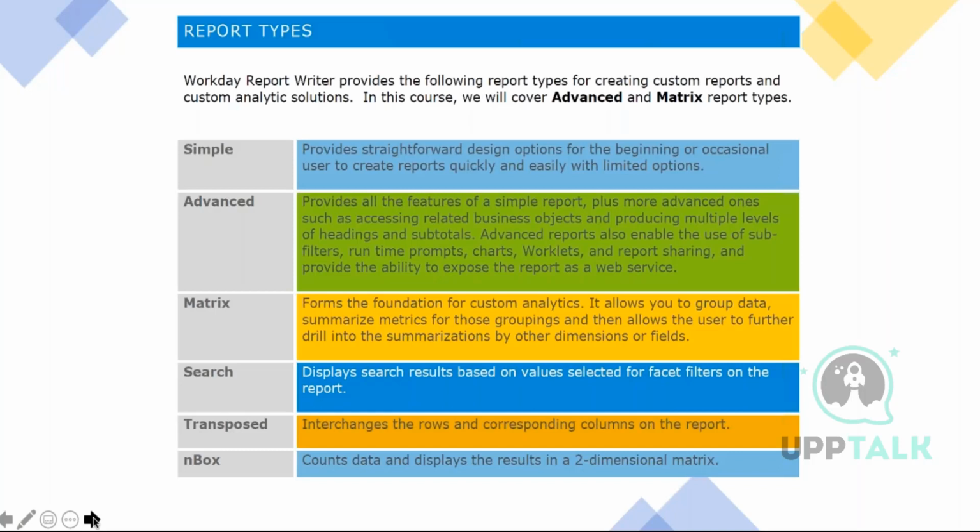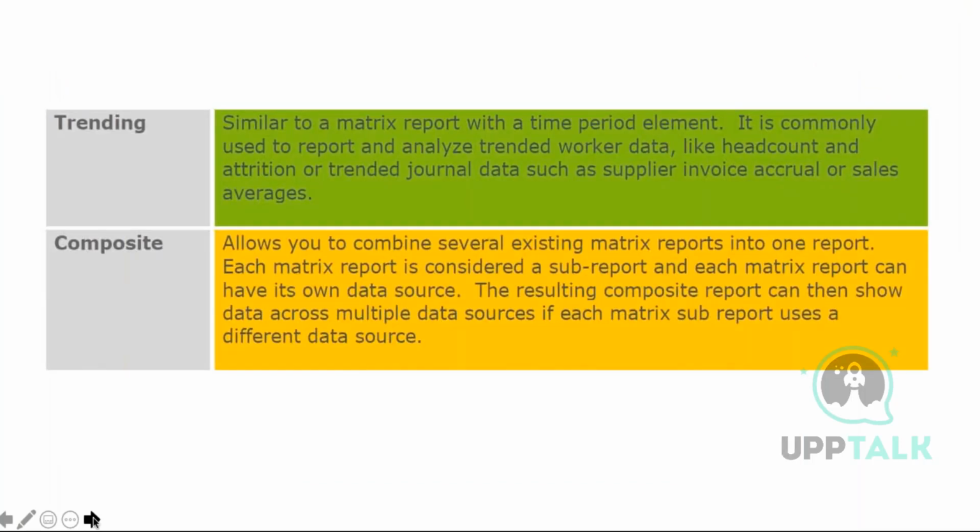Then comes NBOX. NBOX is a report not many organizations use. Only those organizations which heavily invest in calibration, like performance calibration and talent calibration, use it. So that's how NBOX reports work in Workday. Then comes the trending report.